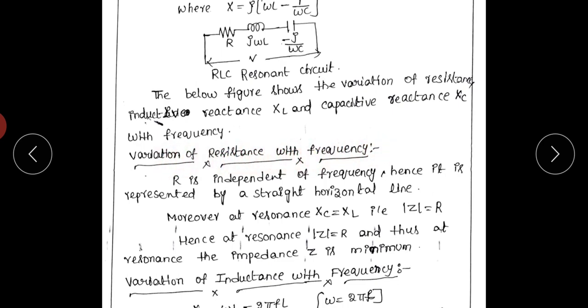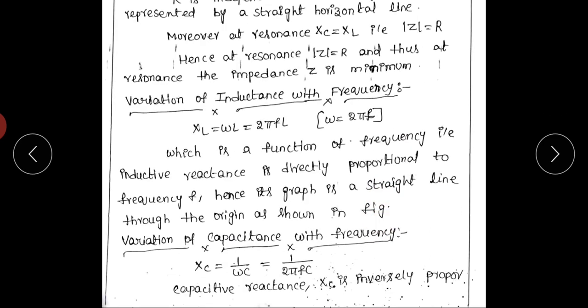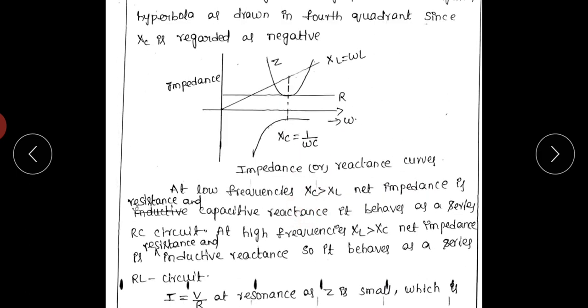Generally the resistance value is always independent of frequency, hence it is represented by a straight horizontal line. So this is the resistance versus frequency graph. The resistance is always independent of frequency.